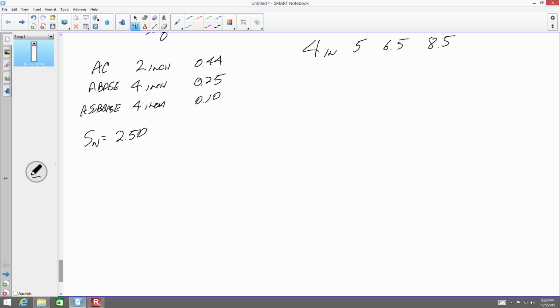Anybody recall the structural number? Dr. Nichols covers that in transportation instead of me in geotech. Normally that falls in the geotech realm.